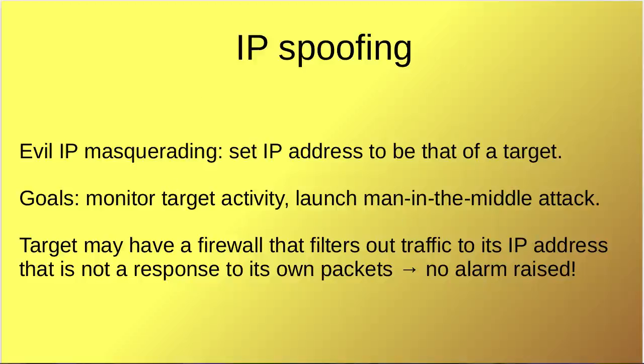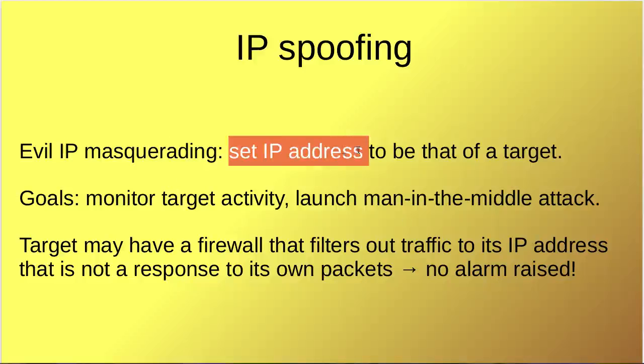So you can have evil ways of masquerading your IP address, and one reason for doing that might be to pretend to be someone you're not. That is, you set your IP address to be that of a target that you want to pretend to be. Why would you want to do this? To do things like monitor target activity, or launch a man-in-the-middle attack and hijack sessions, web sessions, things like that. So for example, the target may have a firewall that filters out traffic to its IP address that is not a response to its own packets, and if that happens, no alarm is raised.